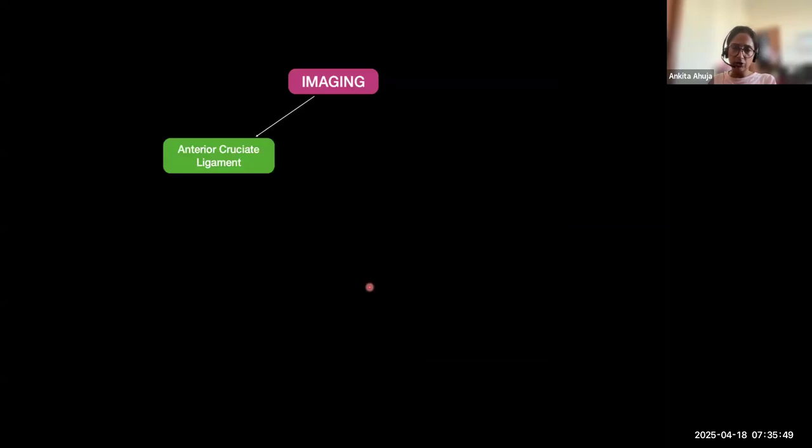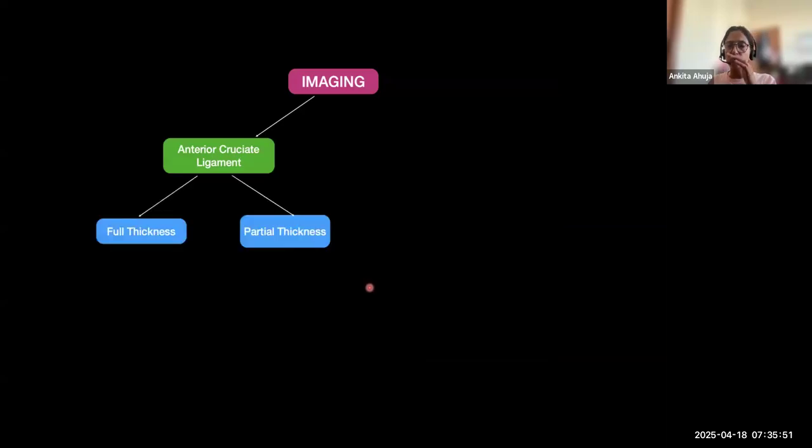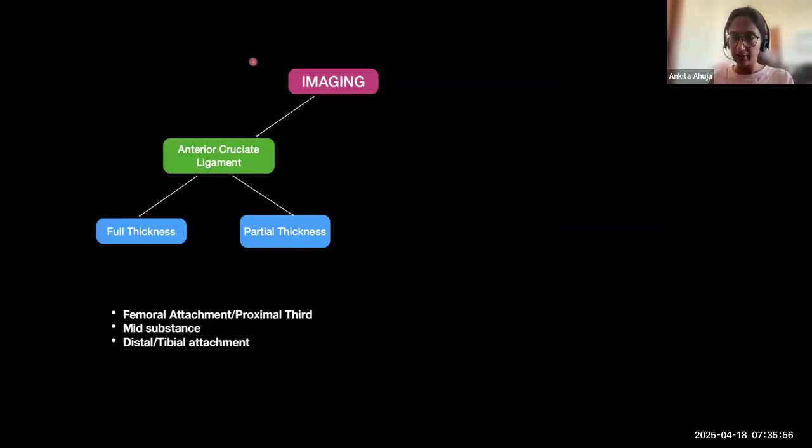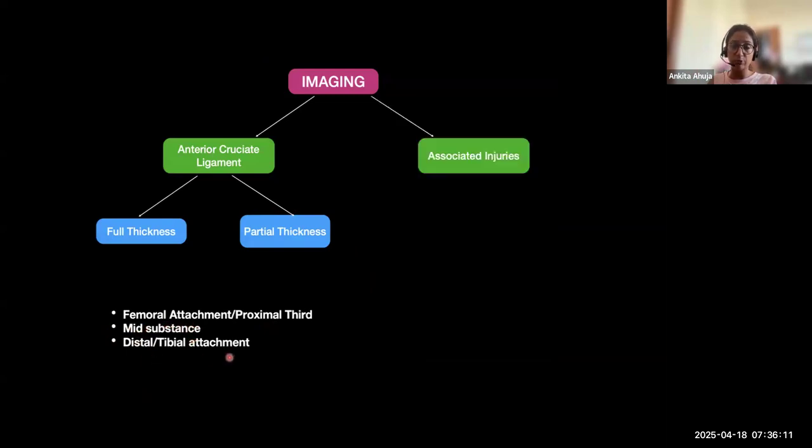So once you're imaging the cruciate, what you need to see is the cruciate ligament in itself. First of all, we are trying to look for whether the cruciate ligament is injured or not. If it's injured, is it a partial thickness injury or a full thickness injury? And also where? Is it at the proximal third, femoral attachment, mid substance, or a distal attachment? But you need to see the associated injuries as well.